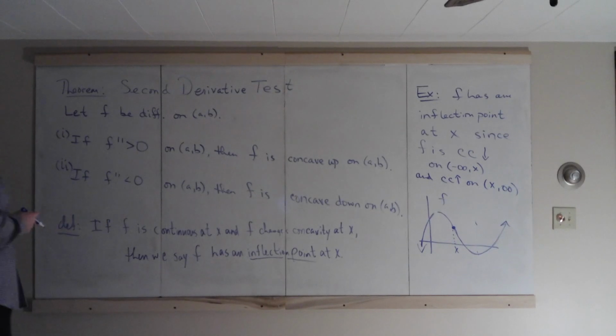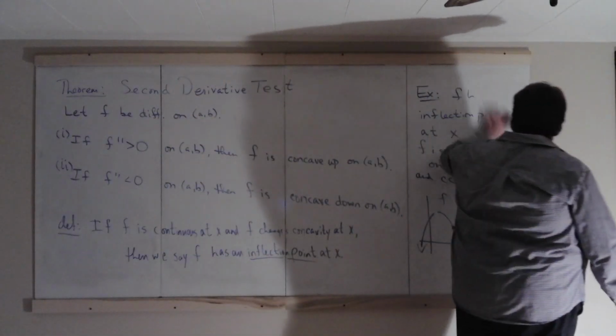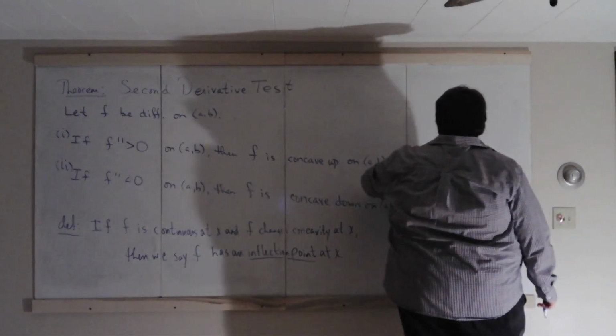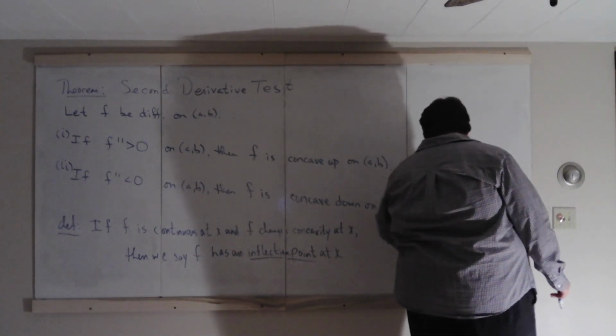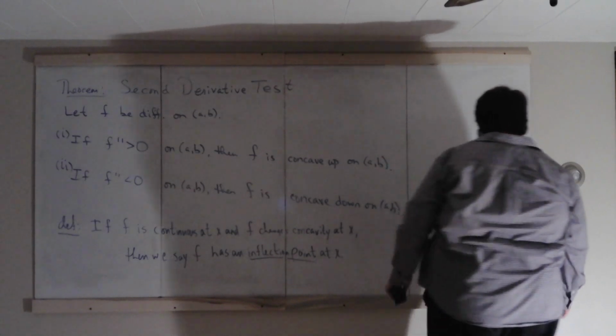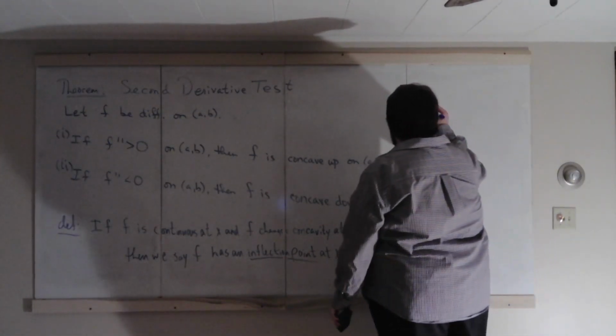Now, in this definition, it says if f is continuous and changes concavity. You might wonder what it would look like if it's not continuous. Now, we're not actually going to do any graphs where it's not continuous. We could, but we won't.